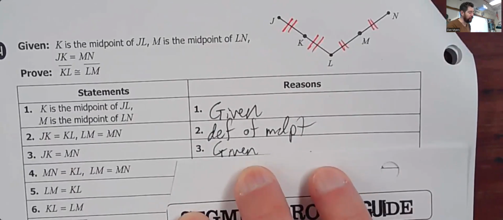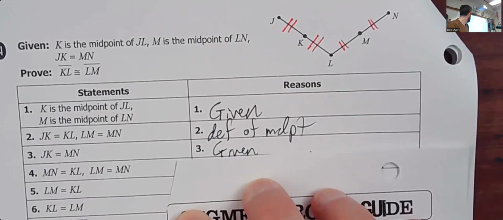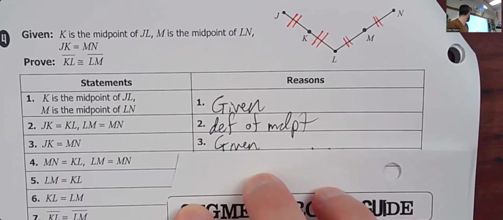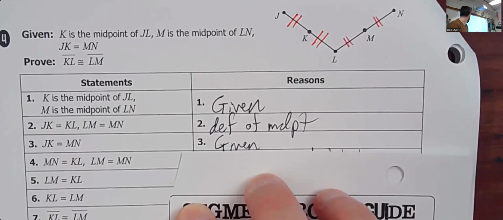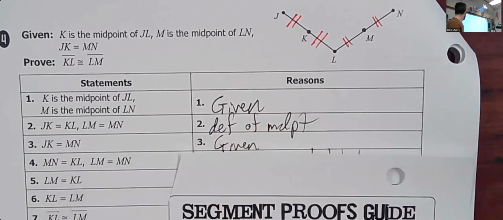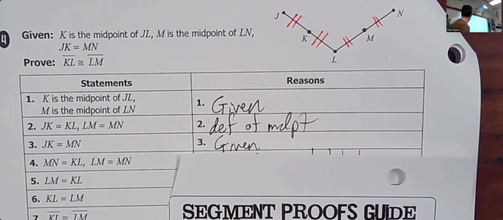All right, step number 4. So we've gotten rid of both givens and we've used the definition of midpoint. Now we're looking at MN equals KL and LM equals MN. This one looks like potentially transitive. However, the transitive property finishes with 1 equation instead of 2. And there are 2 equations written on number 4.